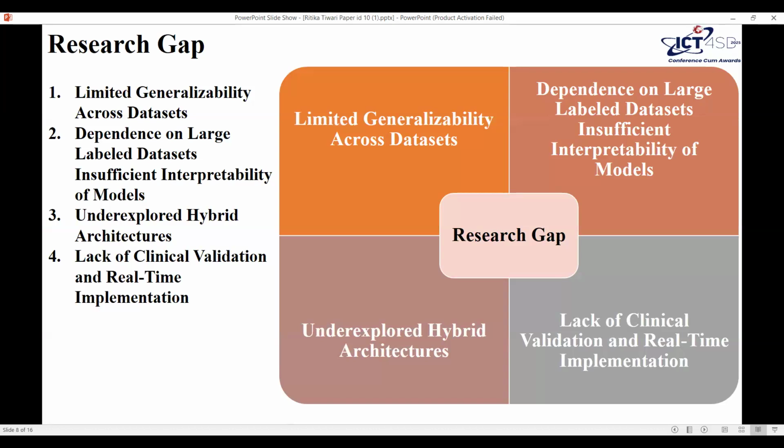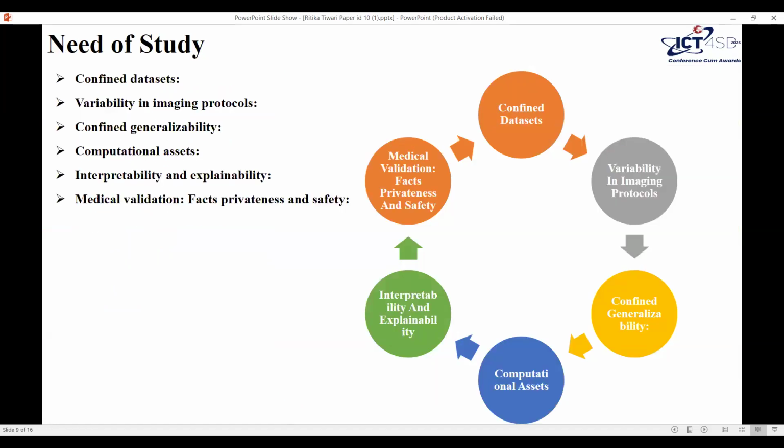generalizability across datasets, dependence on large labeled datasets, insufficient interpretability of models, unexplored hybrid architectures, and lack of clinical validation and real-time implementation.